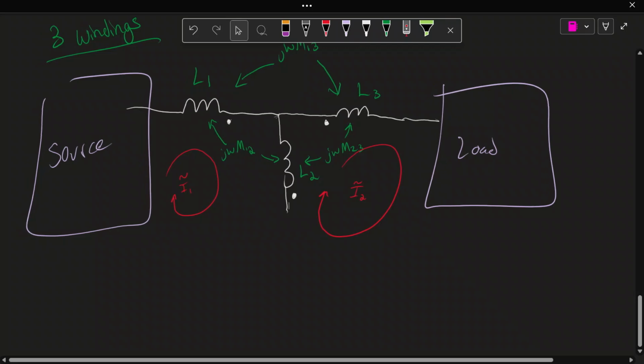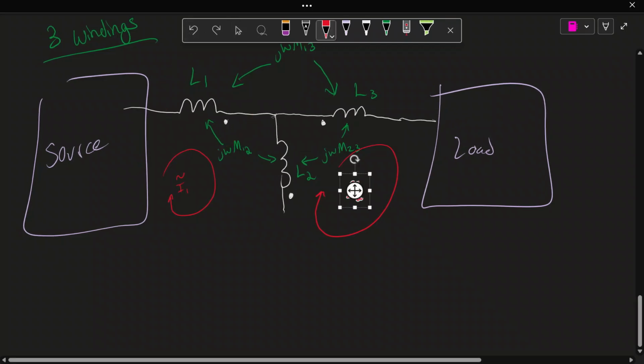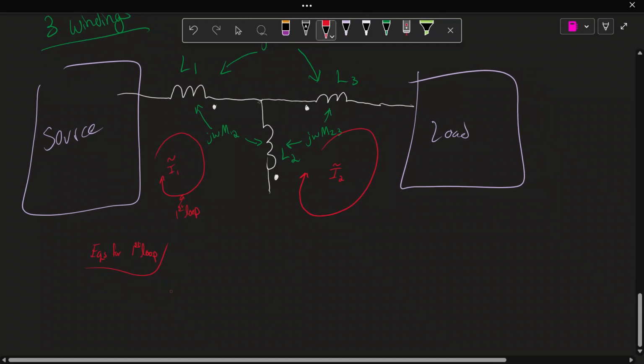So let's do the mesh current method. Let's find the total voltage drop across L1. So we'll do equations for the first loop. Instead of saying I1, we'll just say first loop. Let's say there's no voltage on the left side, so let's just say equal to 0. 0 is equal to what? j omega L1. So remember, it's self-inductance times I1.